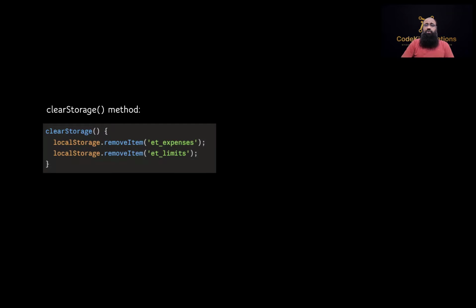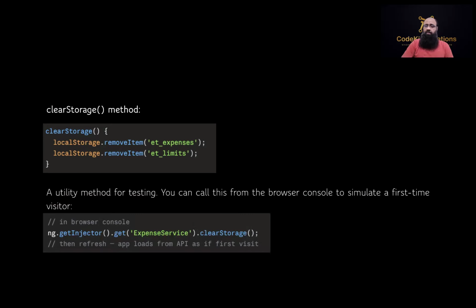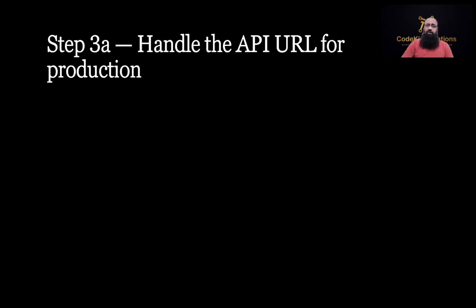Then we have a clear storage method, which we have discussed. It's going to remove these keys. So this is again a utility method for testing, and we can even call this from our browser as well. So we are not going to use this. And one more thing we are going to do: we are going to deploy, as you already know, that we are deploying it on GitHub Pages.